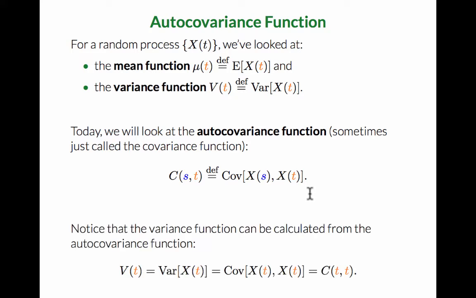Now, before we actually get to how to calculate the autocovariance function, I wanted to draw your attention to a fact that I hope you've noticed already. The variance function, v of t, can be calculated from the autocovariance function. That's because the variance function tells us the variance of the process at time t, but the variance of a random variable is just the covariance of that random variable with itself. In other words, the covariance between the random process at times t and t. So the variance function, v of t, is just the autocovariance function at times t and t.